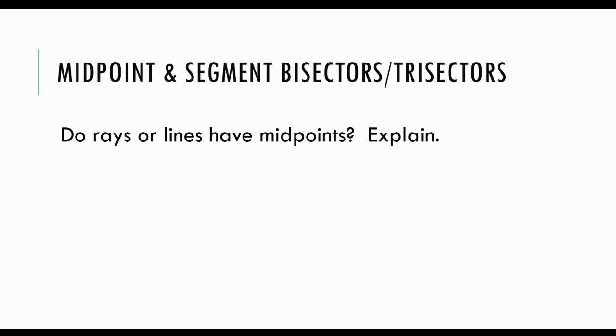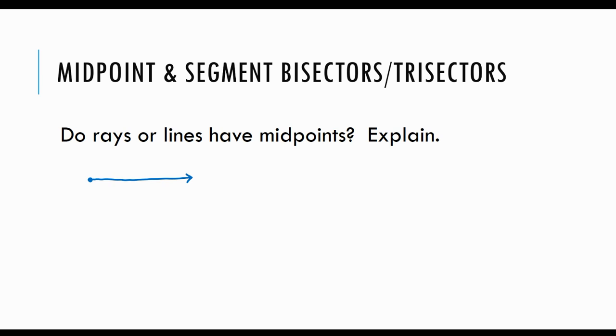All right, so now let's take all of those and let's specifically talk about midpoints and segment bisectors and trisectors. So the question is, do rays or lines have midpoints? Notice that a ray starts at a point and just continues, and it has an arrow because it goes on and on in one direction. So it's very hard to measure something that just keeps going and going.